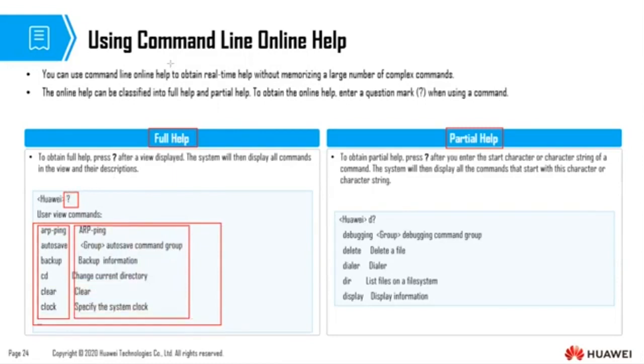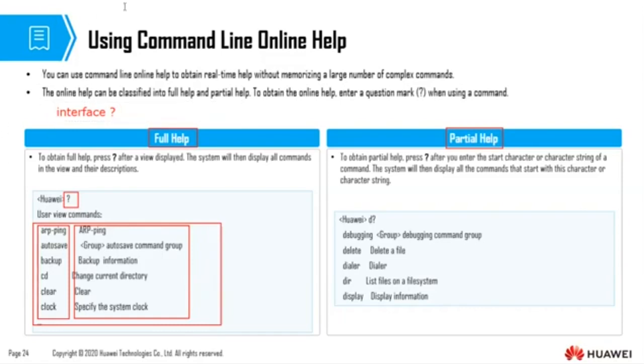For example, you can type interface, then space, then question mark, then enter. It is going to bring you a list of all the commands that are possible after typing interface. So that is also an example of full help.